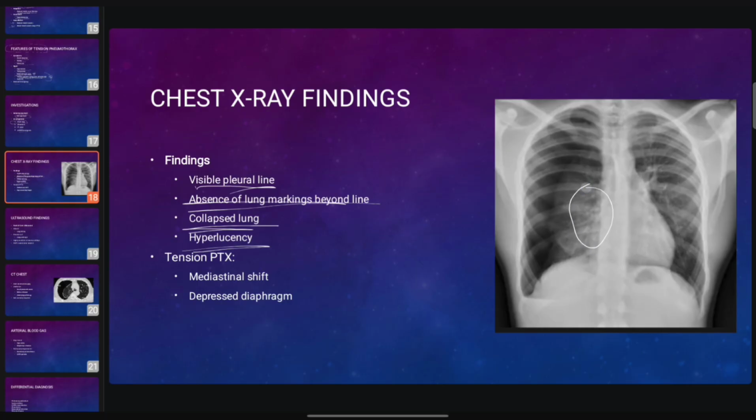Here you have lung markings. Here you have lung markings, but these are not here. Here there is no lung marking, and this is the lung. This is a pneumothorax. This is air in the pleural cavity, which results in collapse of the lung. And in tension pneumothorax, there is also mediastinal shift, depressed diaphragm, and the esophagus and the trachea will be shifted towards the normal side, away from the affected side.